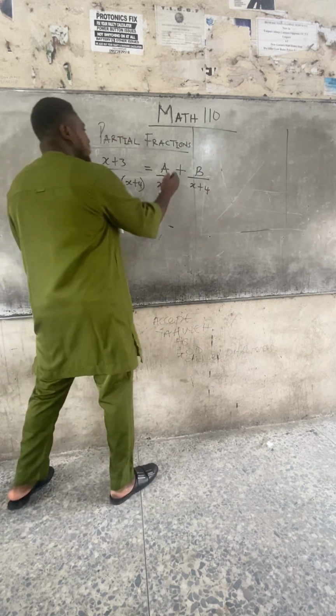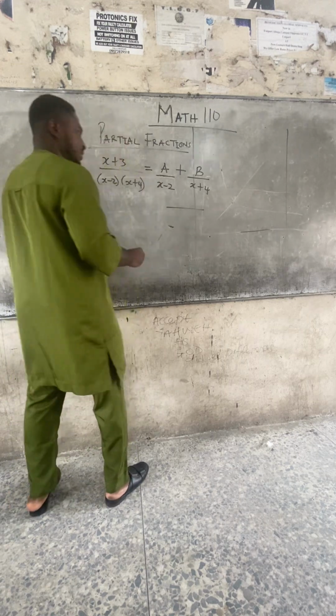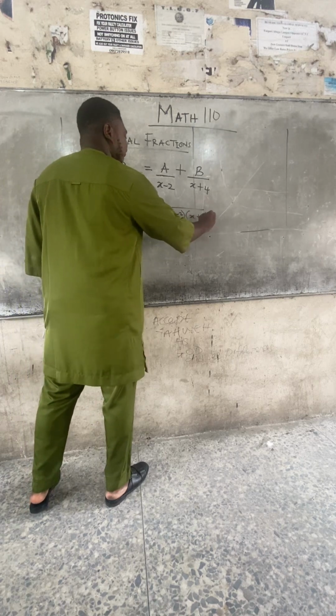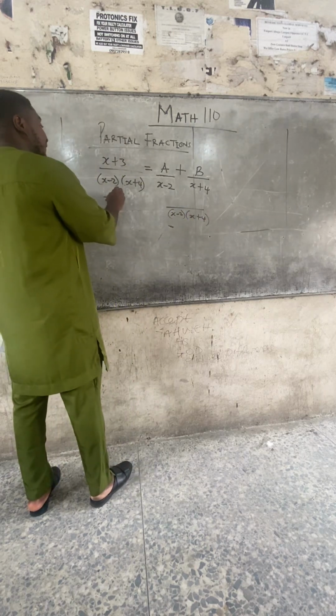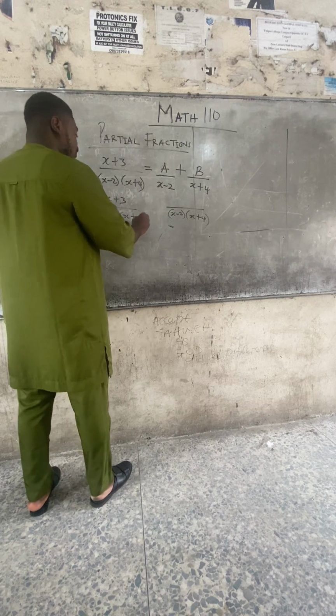Now, class, once you've brought it out this way, it becomes easy. You now find the LCM. The LCM is (x-2)(x+4), and of course on the left hand side we still have our question, (x+3)/((x-2)(x+4)).